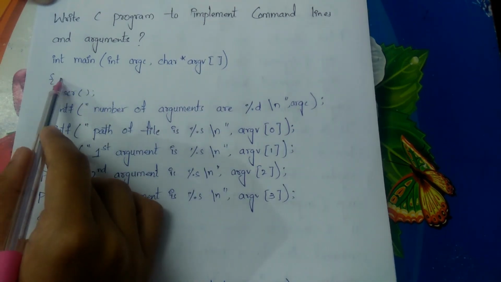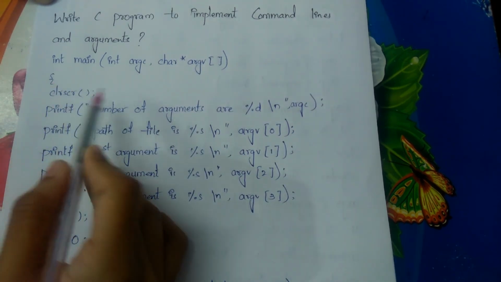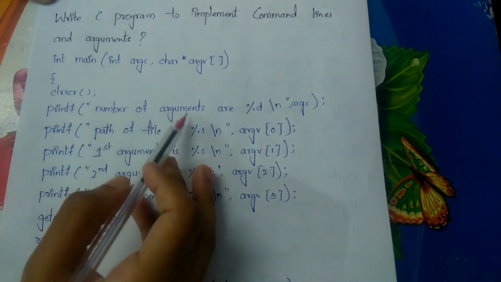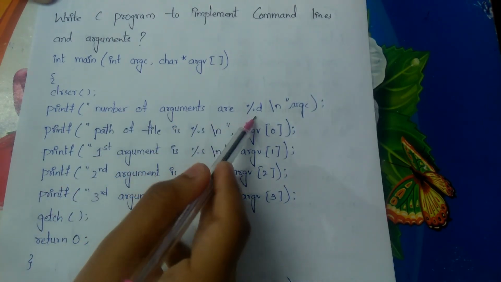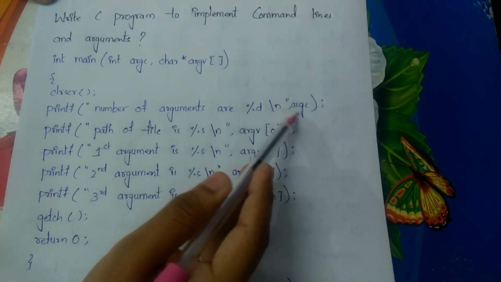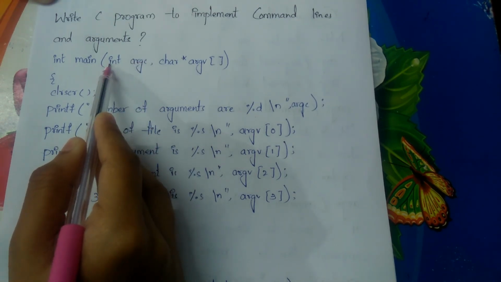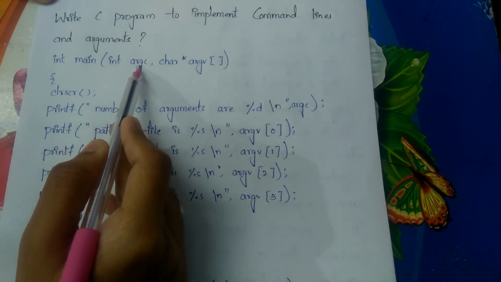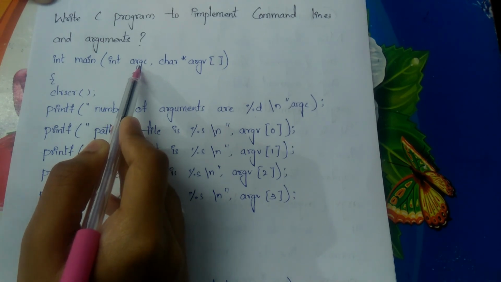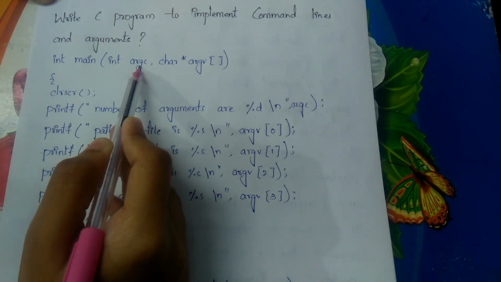Now the block of code starts. First, clear the screen, then printf "number of arguments are %d\n", argc. So argc is a variable I am declaring as an integer. We know that argc is used to count the number of arguments which we are passing from the command line to the main function.